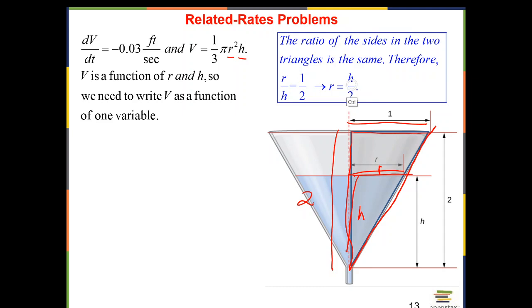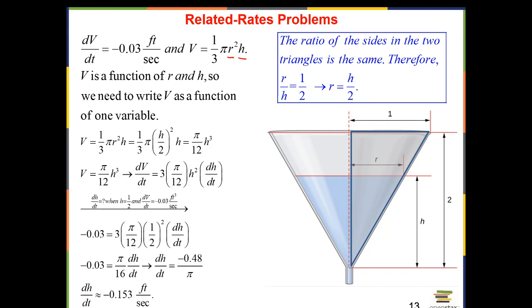r is h/2, right? And now we can just substitute that in this formula. So r is h/2. Instead of r here, we put h/2. Simplify it. So we get what? We get that V is nothing but pi/12 times h cubed.